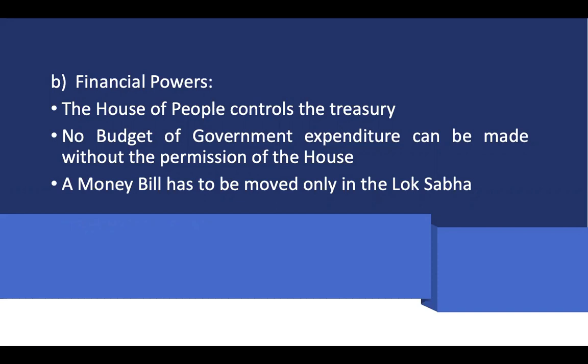And the second one is financial powers. The House of the People controls the treasury. No budget of government expenditure can be made without the permission of the House. A money bill has to be moved only in the Lok Sabha.